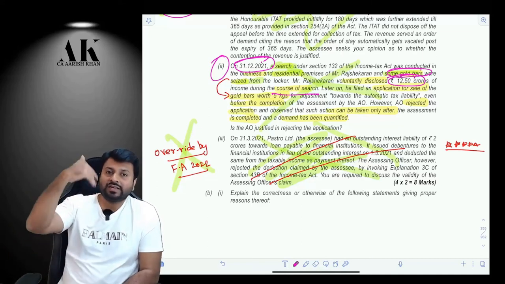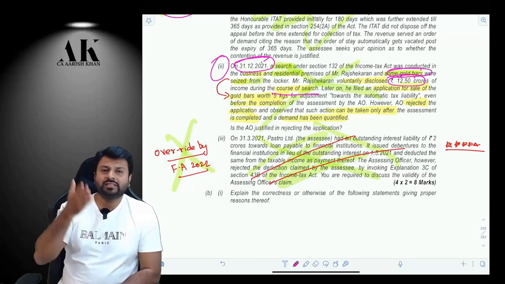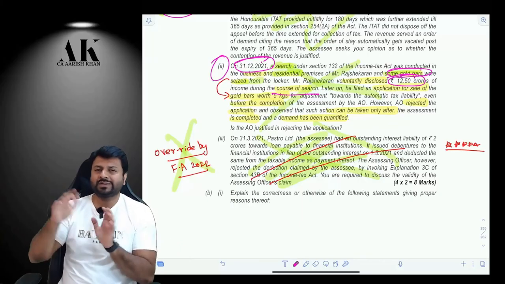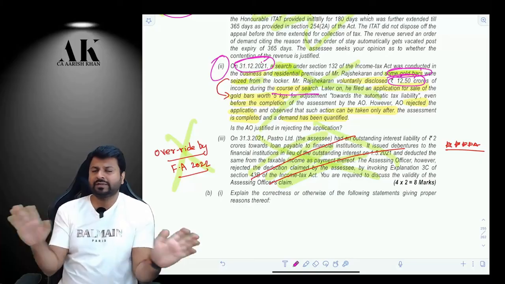It cannot be adjusted against the future liability. It cannot be adjusted before the assessment is completed. The assessee is insisting that some tax liability might come in future. If you are doing assessment, some tax liability might come in future, so adjust that against it and give me that money. The department said that is not possible.